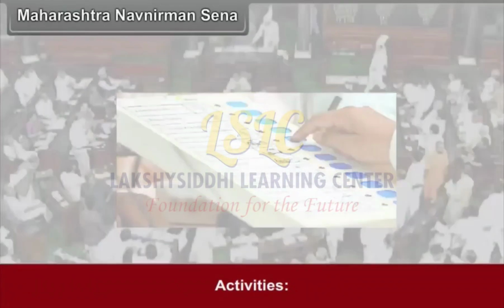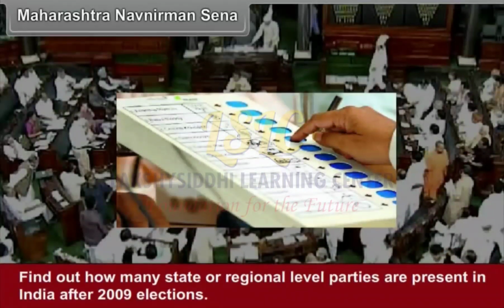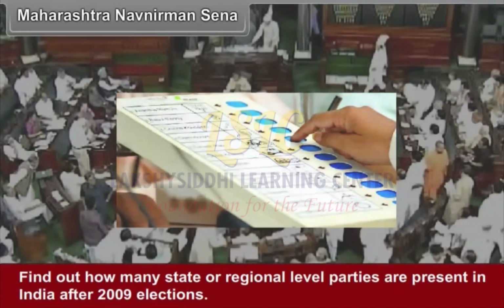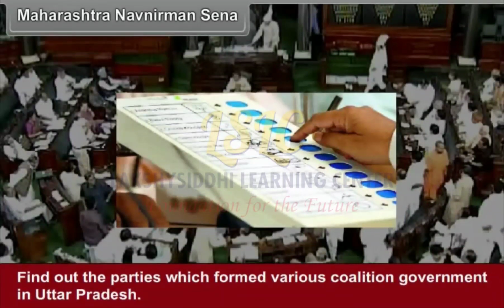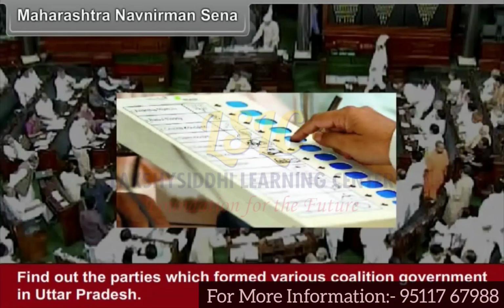Activities. Find out how many state or regional level parties are present in India after 2009 elections. Find out the parties which formed various coalition governments in Uttar Pradesh.